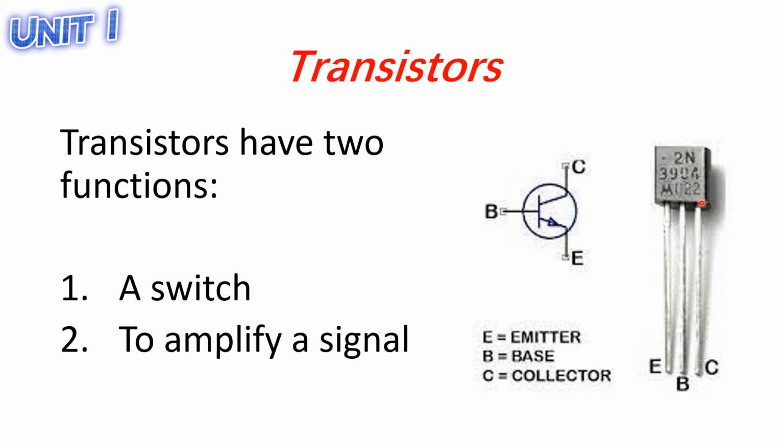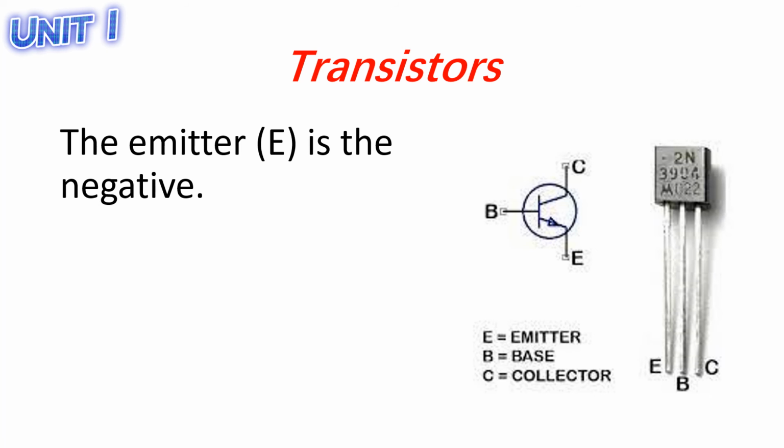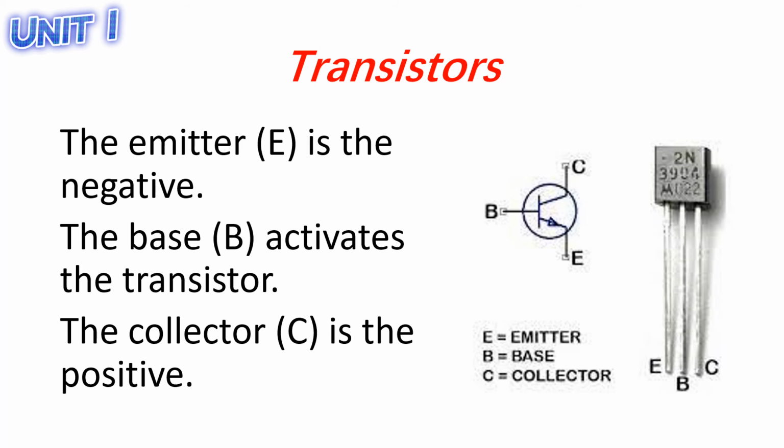A transistor is very tiny, but it works like magic because your small current using a transistor can make it a big current. Your transistors also have three legs, and each leg has a meaning. Your E here is your emitter, which is the negative terminal. B here, your base, activates the transistor, meaning it should be connected to another source for your transistor to work. And then we have your letter C, your collector, which is your positive terminal.